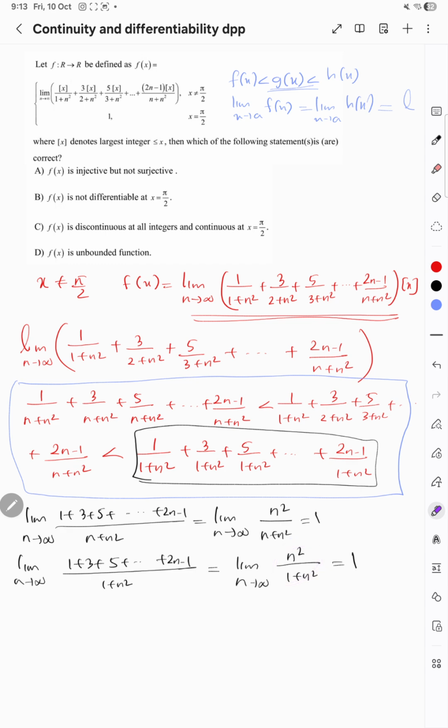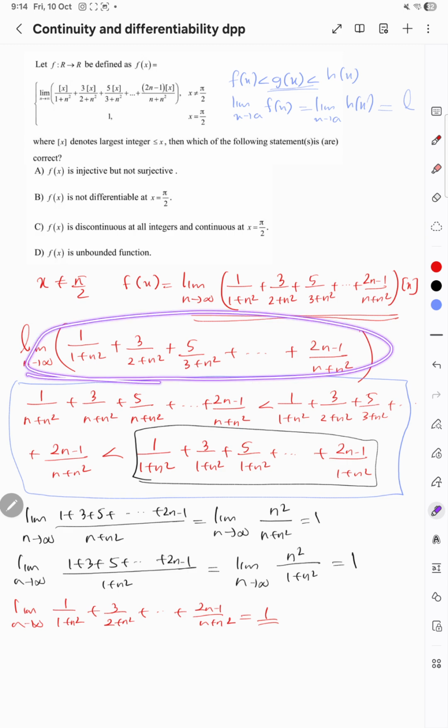So we got the limit of f(x), which is 1, and the limit of h(x), that is also 1. So the limit of g(x) will be 1. So what is our limit? As n tends to infinity, 1 by (1 plus n square) plus 3 by (2 plus n square) plus etc. plus (2n minus 1) by (n plus n square), which is 1. What is this limit? This limit is 1.